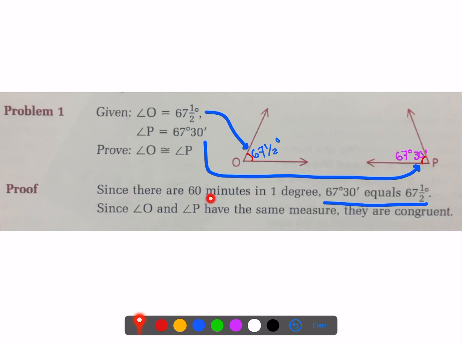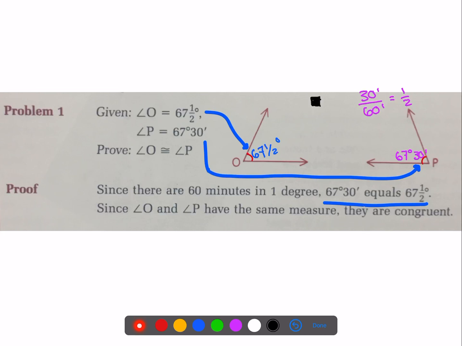So since there's 60 minutes in 1 degree, that means that 67 degrees and 30 minutes is equal to 67 and 1/2 degrees. Because again, this will give me 30 minutes divided by 60 minutes, which gives me 1/2. So that's where that 1/2 comes from. So since angle O and angle P now have the same measure, they are congruent. And this proof is now finished.